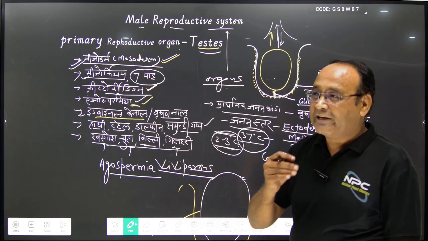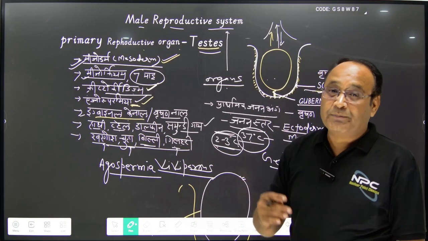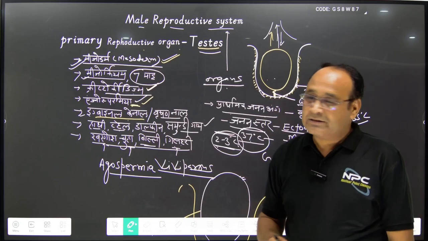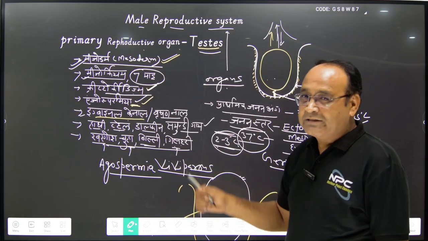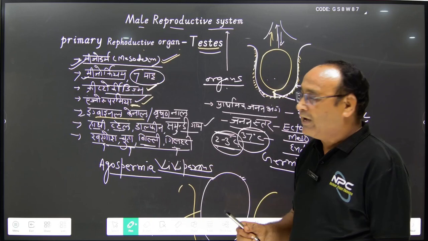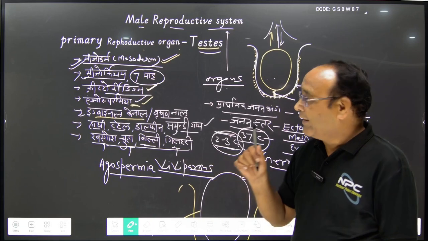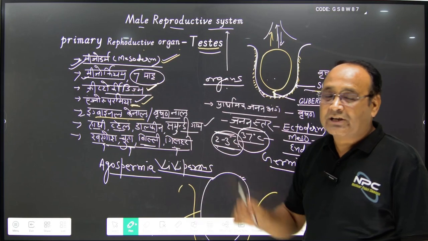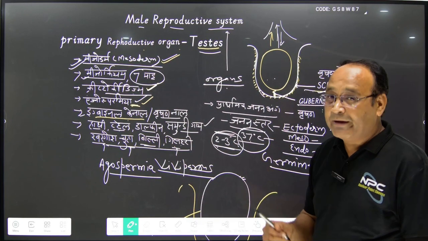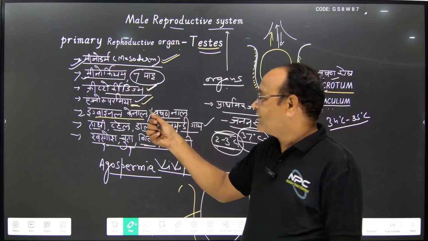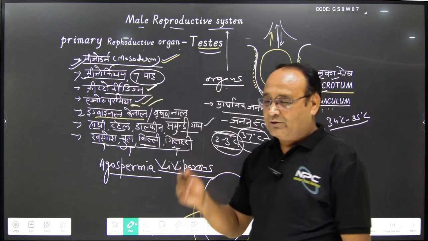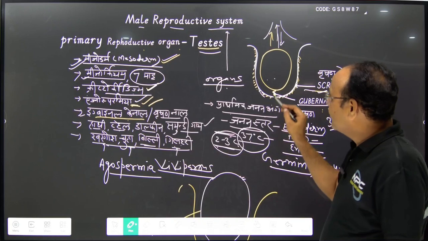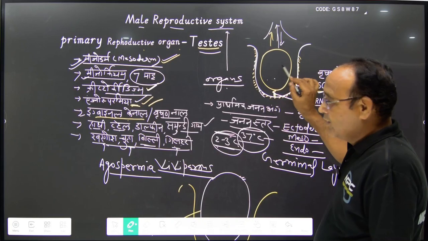So what is the difference between cryptorchidism and azoospermia? Then your answer is, testes are situated in the abdominal cavity permanently. This condition is known as cryptorchidism. Due to this condition, sperm are not formed in the human being, and this condition is known as azoospermia. So after the birth in a normal human being, the testes come out into the scrotum.